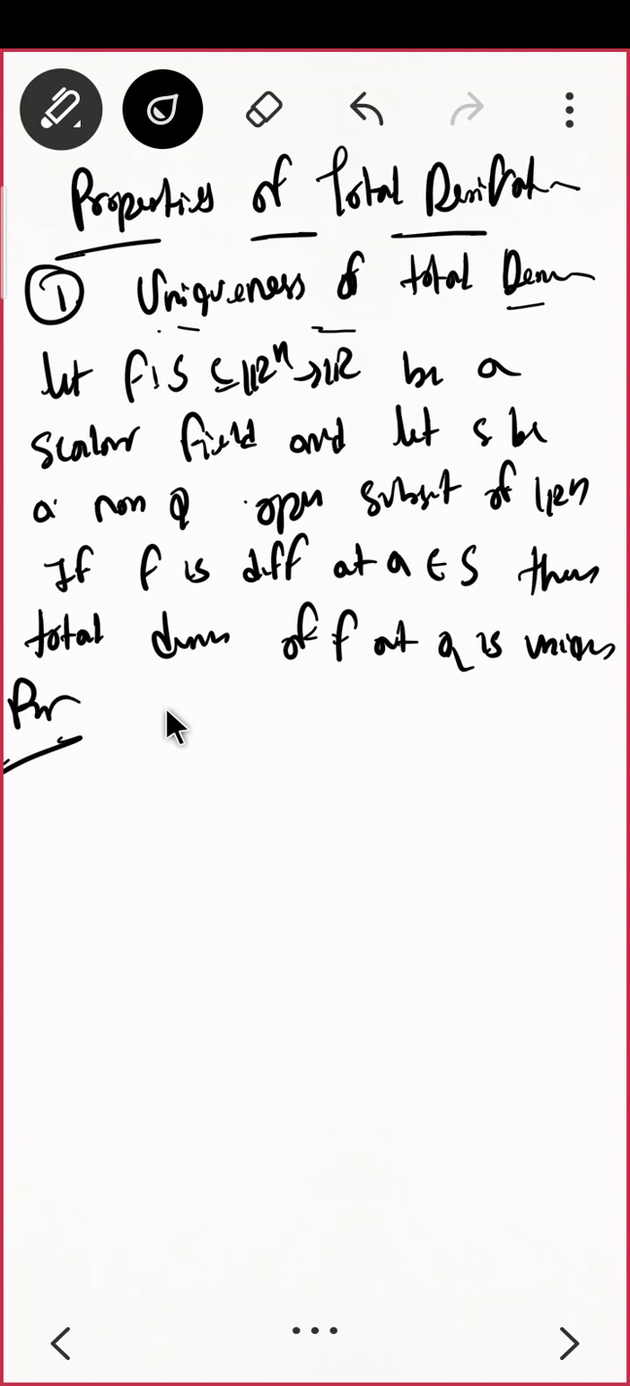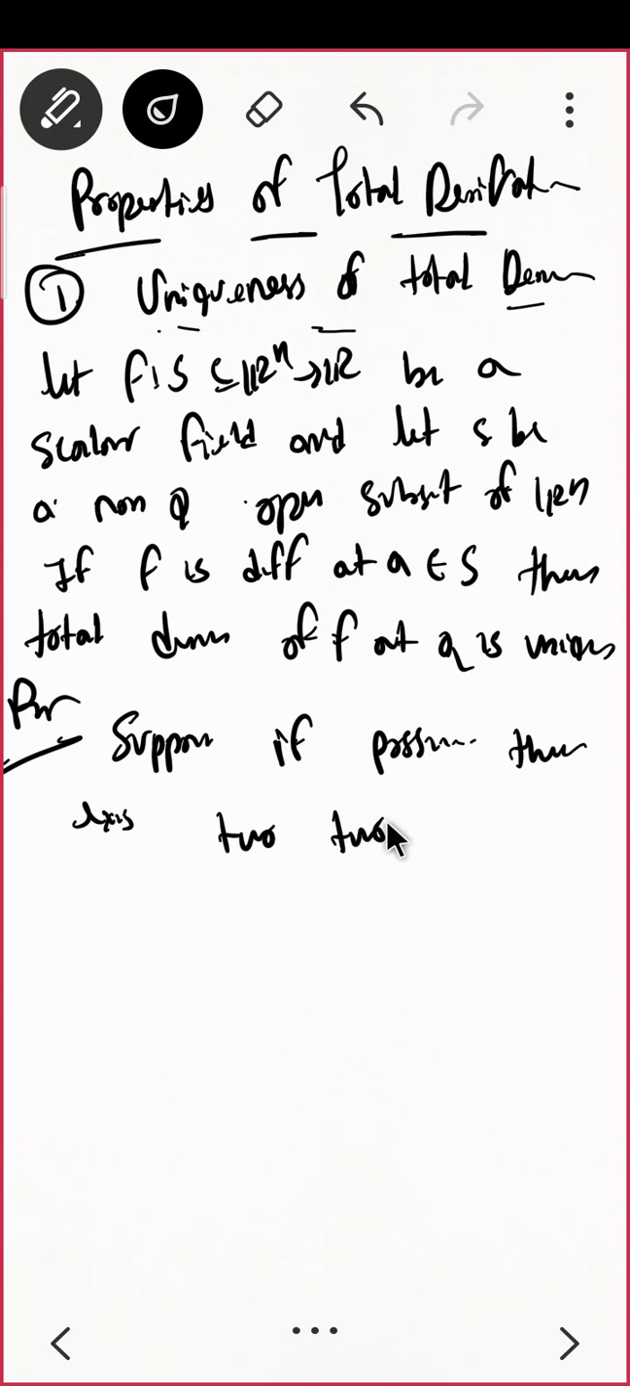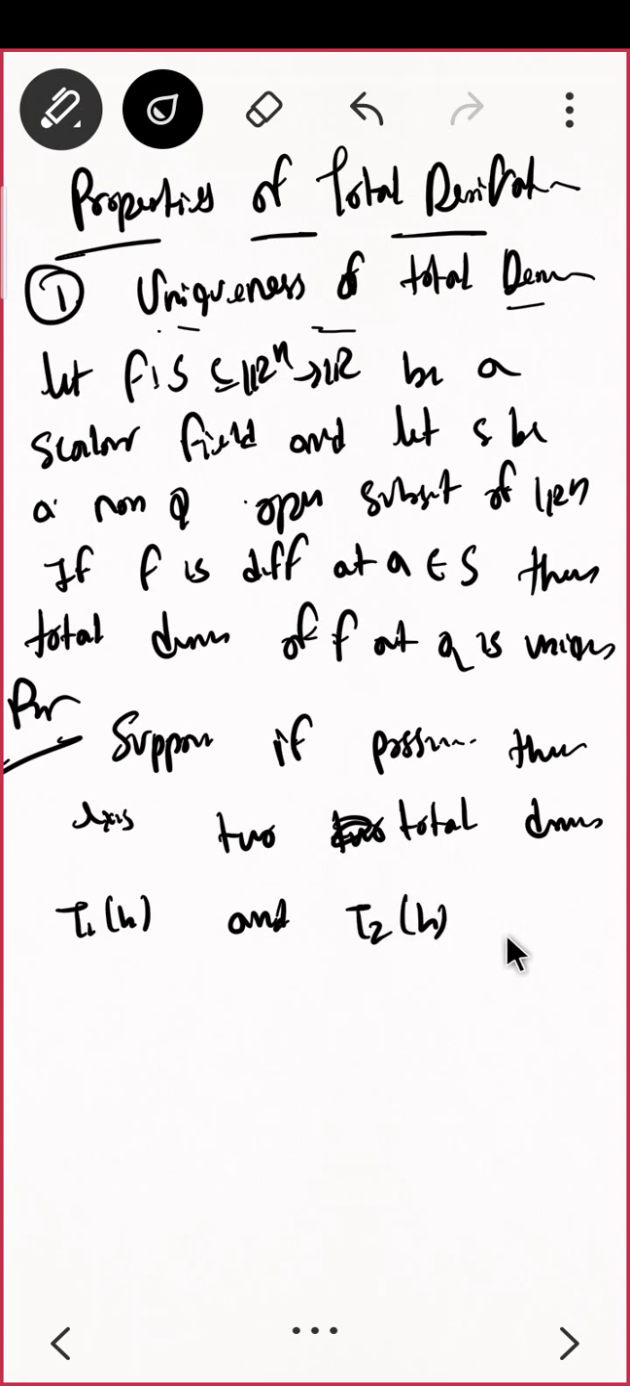Suppose we are having two total derivatives, correct? Let us quickly do it. Suppose, if possible, there exist two total derivatives, that is, say T1 of h and T2 of h, correct? You need to show T1 is the same as T2. This is what our claim is.